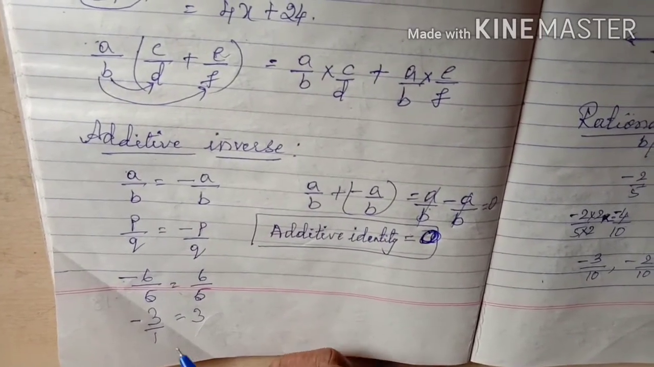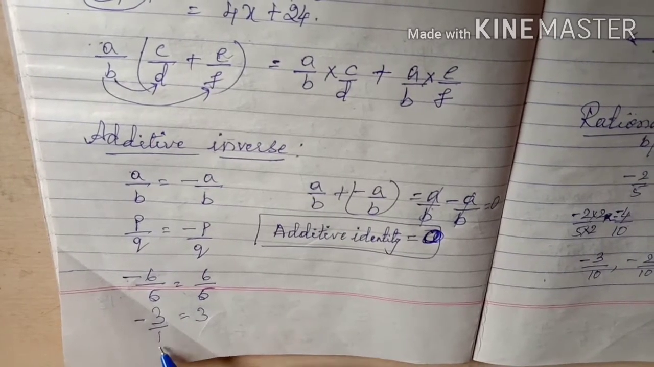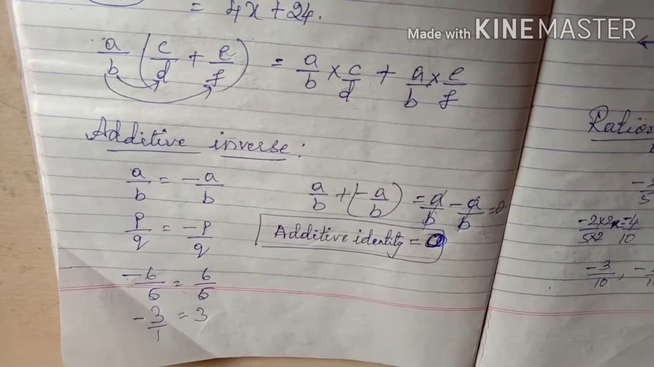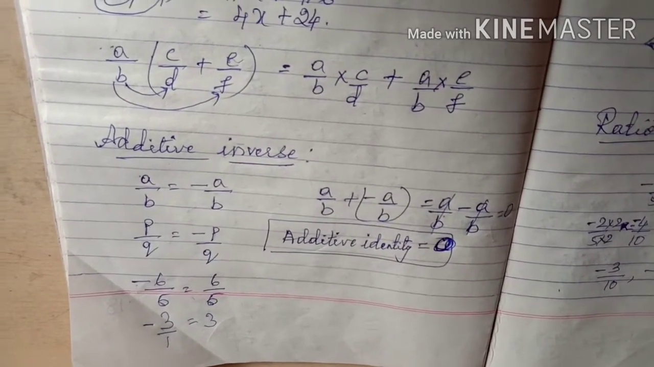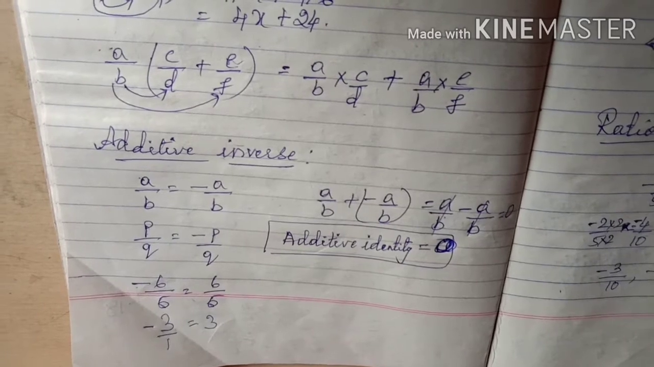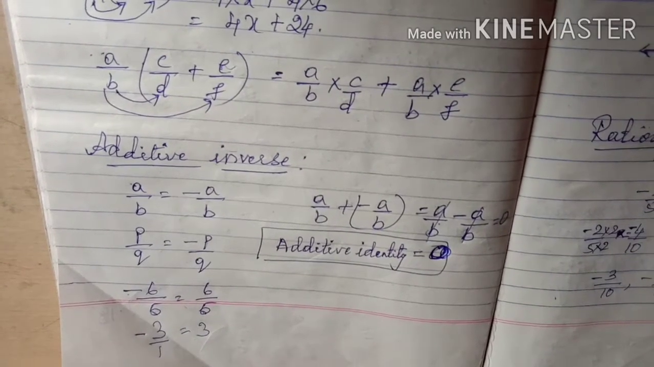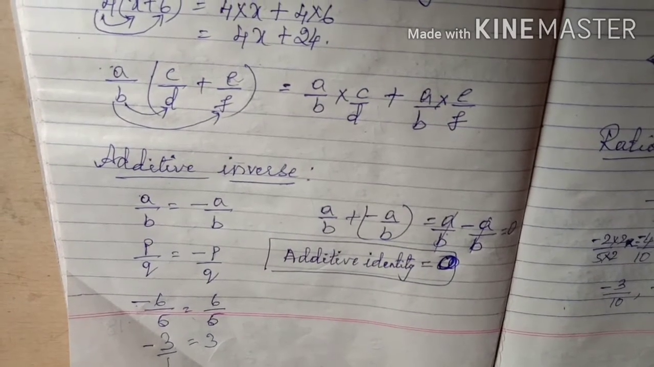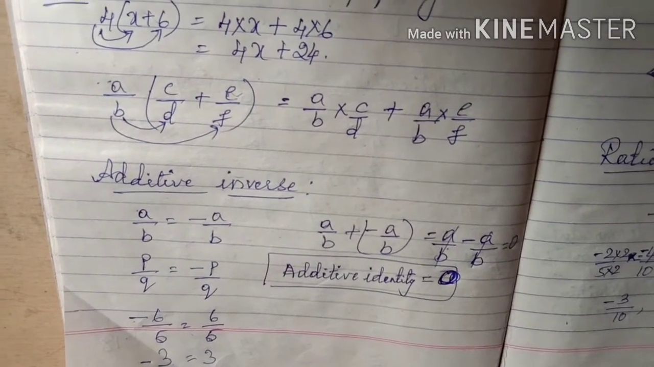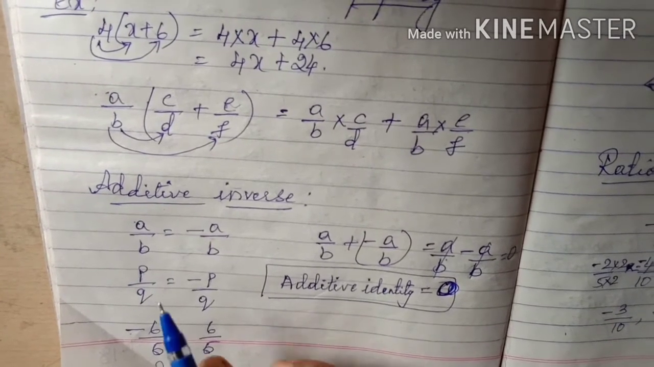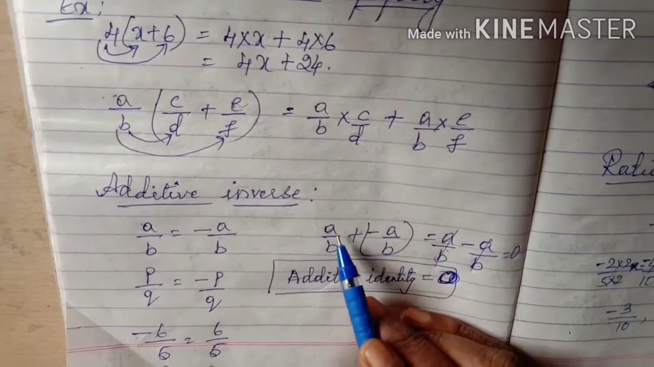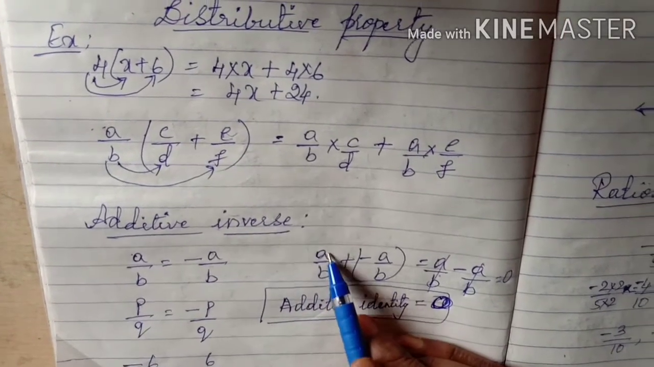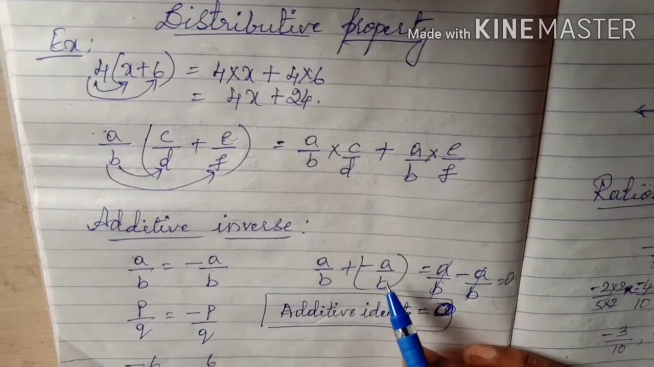Okay, children? So in general, we can give still more examples. What is the additive inverse of 2? Minus 2. What is the additive inverse of minus 5? Plus 5. So, like this, many examples you can give. Hope you understood, children. That means, for example, a/b is a rational number. The additive inverse of the rational number a/b is minus a/b.